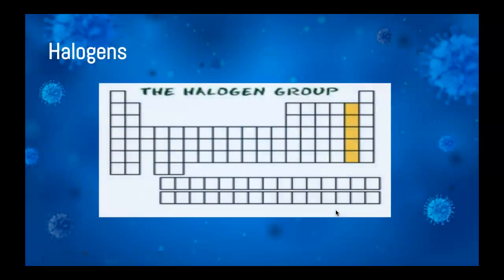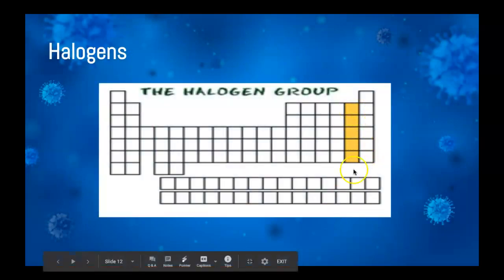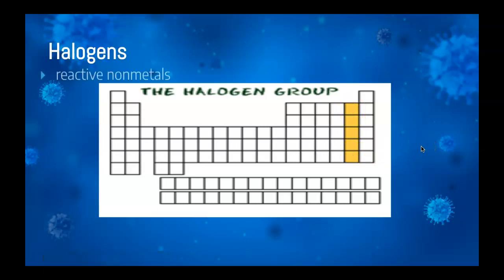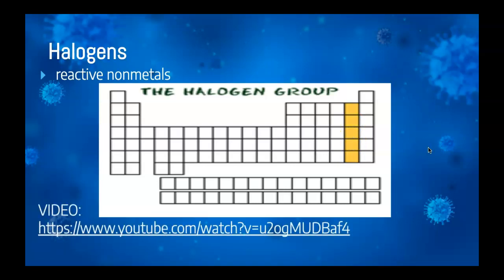The next column, the next family, are what are called the halogens. You can see that's the second last column here on the right. They are very reactive, but they are nonmetals. All right. So the first column were the alkali metals. They are very reactive. The second column were the alkaline earth metals that are reactive as well. And then this second last column are the reactive nonmetals. All right. Again, another video for you.